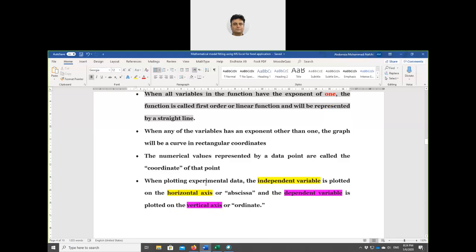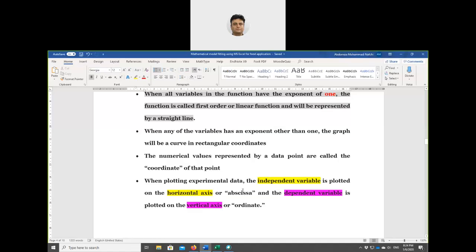When plotting experimental data, the independent variable is plotted on the horizontal axis. Don't forget this one. The independent variable goes on the horizontal axis, and the dependent variable is plotted on the vertical. The dependent variable should be on the vertical, and the independent variable on the horizontal.